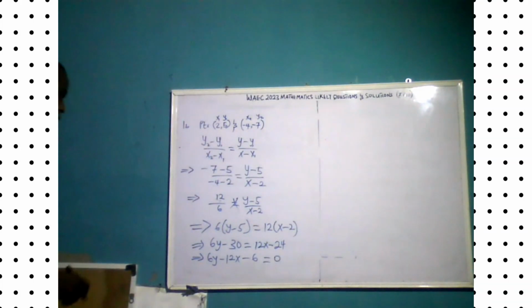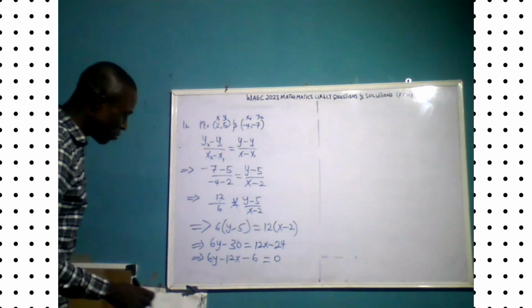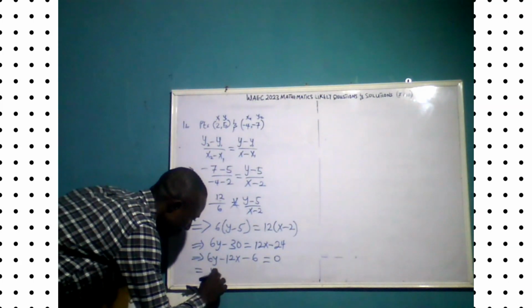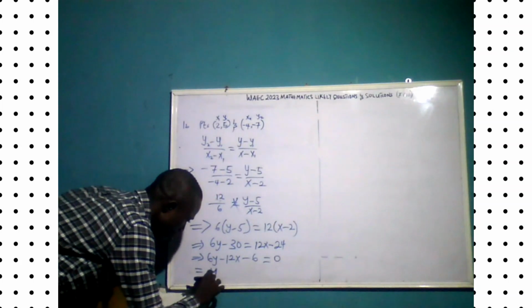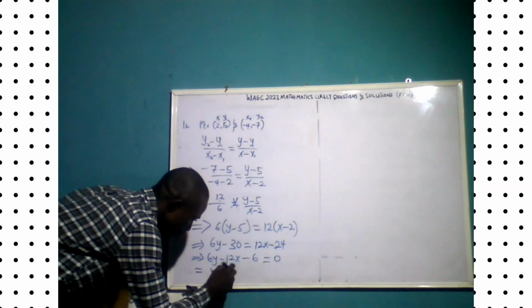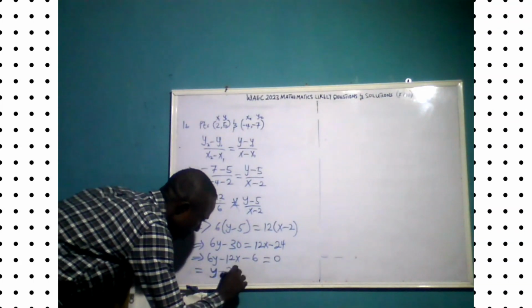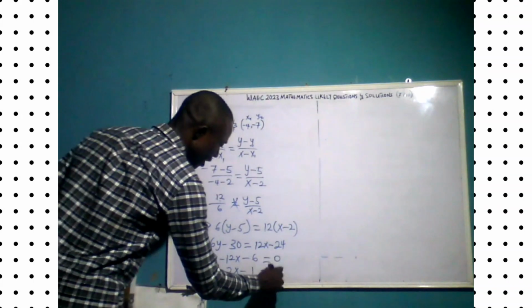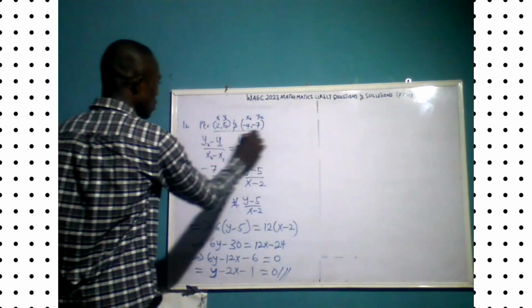But you can simplify this by dividing all through by 6. Your 6y becomes y, and the same thing happens to 12x, which becomes 2x, then you have minus 1 equal to 0. And you have the equation of the line that passes through these points.